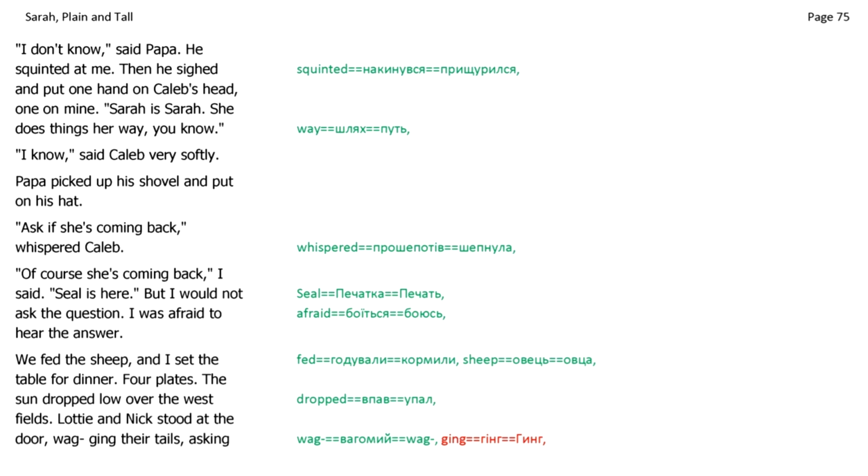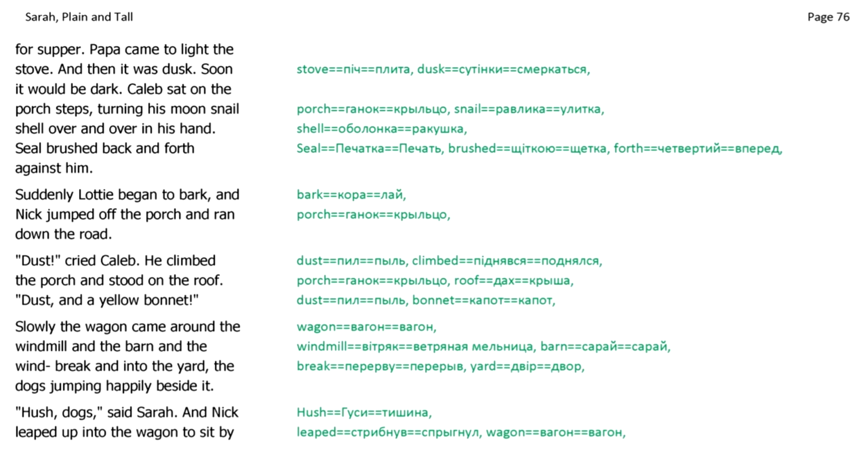The sun dropped low over the west fields. Lottie and Nick stood at the door, wagging their tails, asking for supper. Papa came to light the stove, and then it was dusk. Soon it would be dark. Caleb sat on the porch steps, turning his moon snail shell over and over in his hand. Seal brushed back and forth against him.